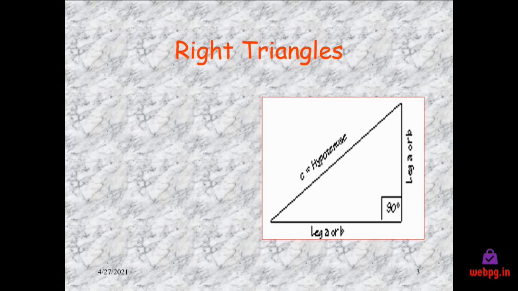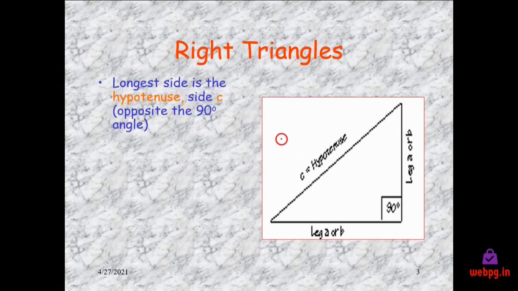So this is a triangle, and the longest side, this hypotenuse, is called side C. The side opposite to it is the 90-degree angle. Here it's a 90-degree angle, and it is a right angle, right? The other two sides are the legs, called A and B. You can consider it A or B; you can give any name.